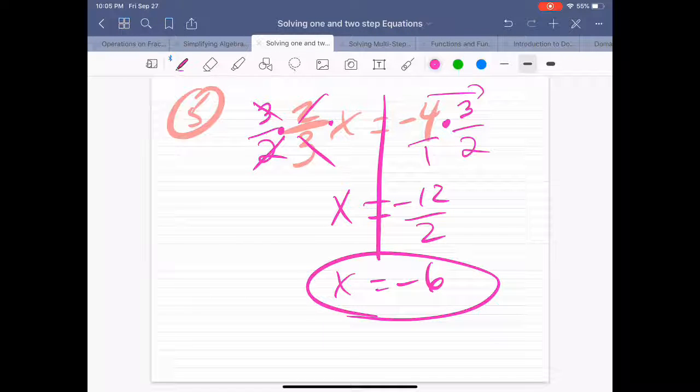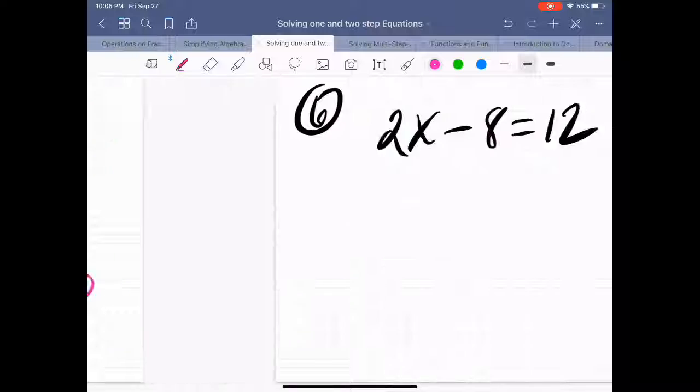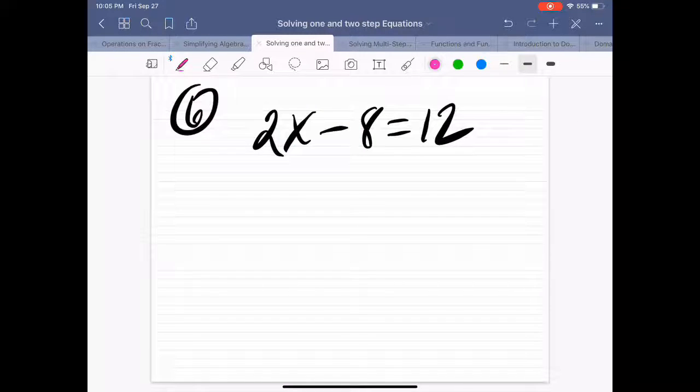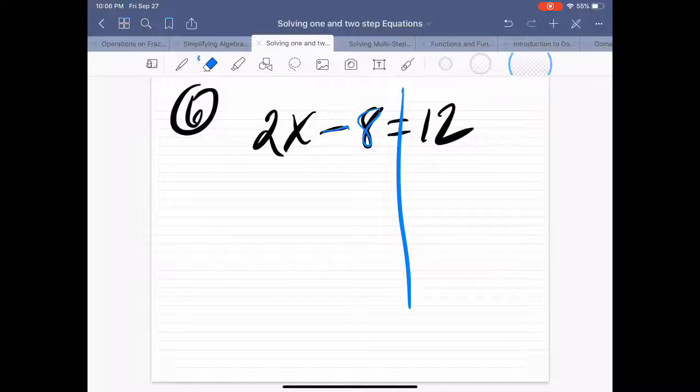So these were your one-step equations. Now let's try some two-step. This one will take 2 steps, so let's try example 6. The goal is to get the x by itself. We're going to start with the minus 8. The inverse operation of minus is addition, so add 8 to both sides.